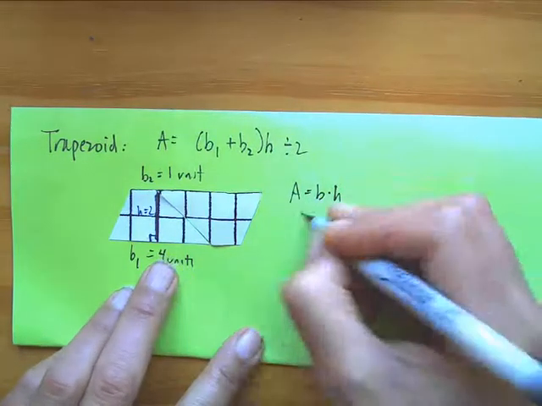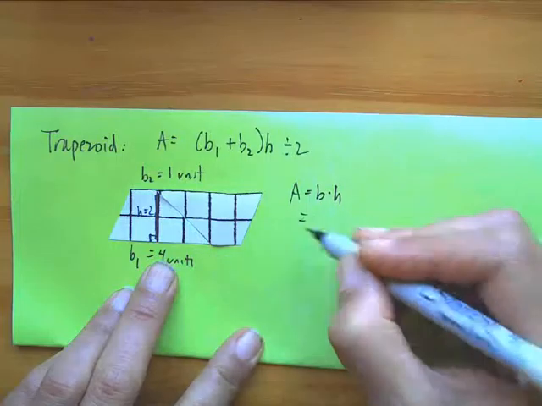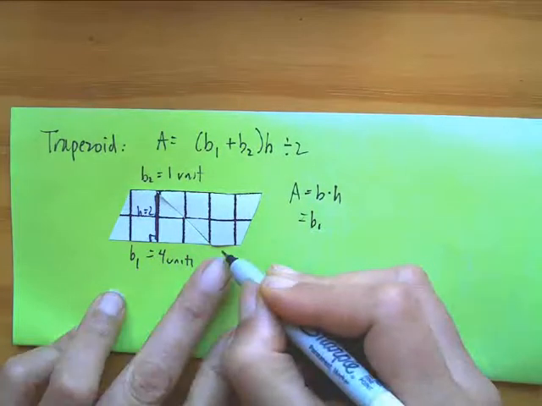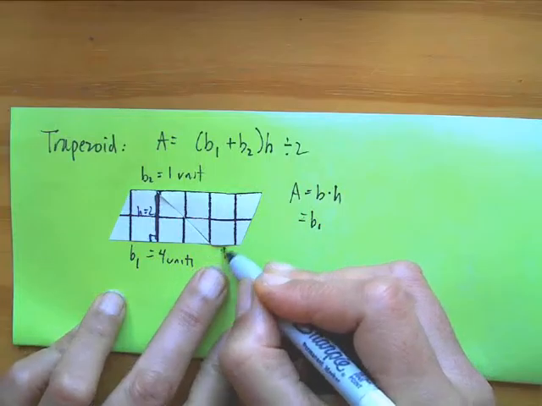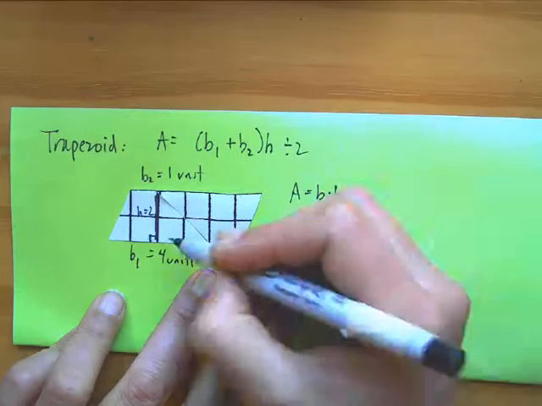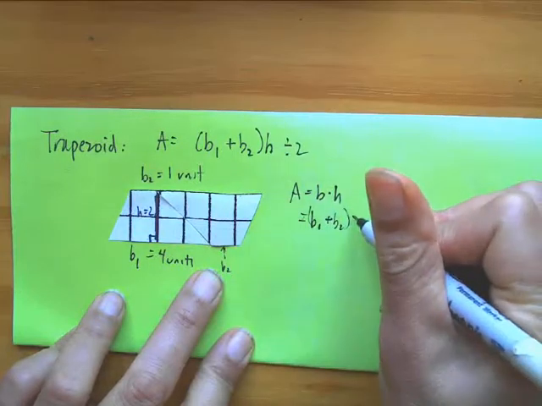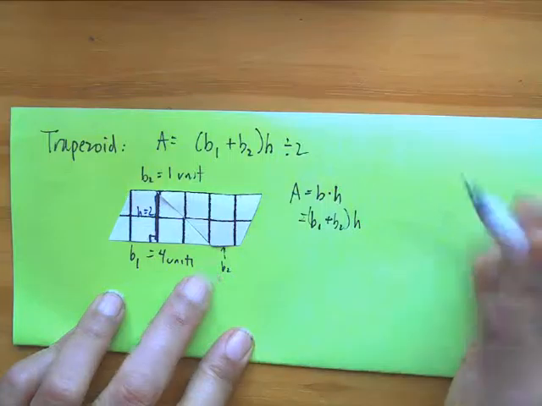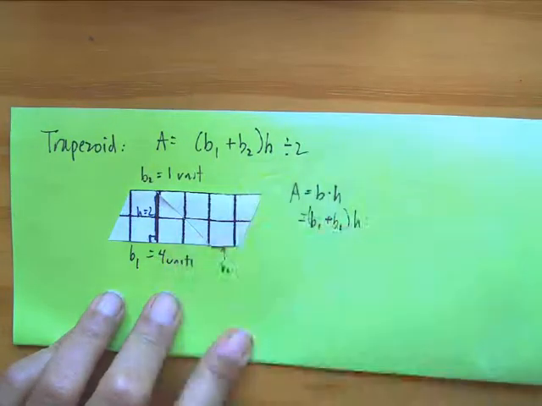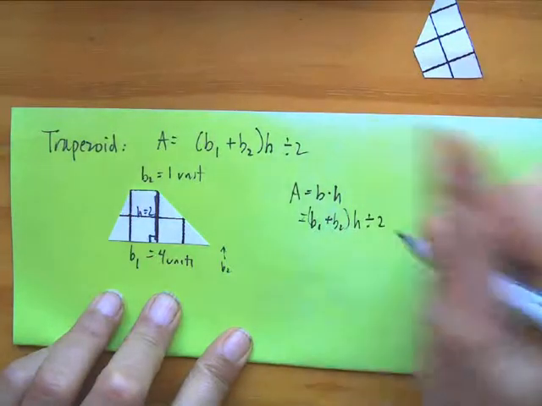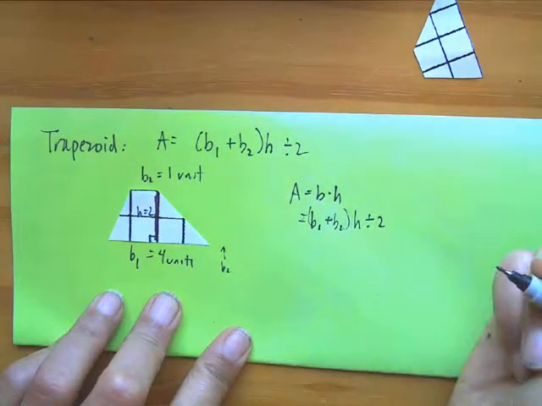What is this base here? It's the base 1 plus the base 2, times the height. Okay? But I don't want both of the trapezoids. I just want one of them, so I'm going to divide it by 2. So that's how you get your formula.